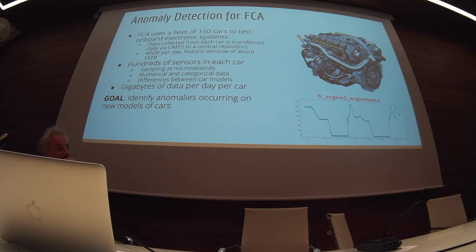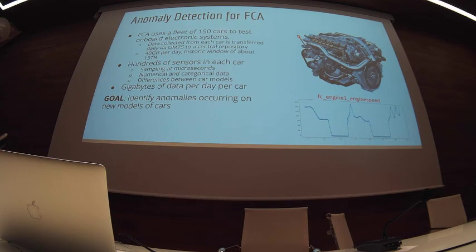At the end of each day, the data collected by the professional driver on the car is transferred via UMTS to a central repository, basically Turin in this case. To give you an idea of the size of the data, the fleet in a single day produces 40 gigabytes of data, and they maintain a historic window of 50 terabytes in order to analyze the overall behavior of the cars. Why? Because each car has hundreds of sensors measuring numerical and categorical data of the engine, of the electronic device, of the car itself. They are sampling at microseconds, so the result for each sensor is a time series that monitors a specific physical parameter of the car.